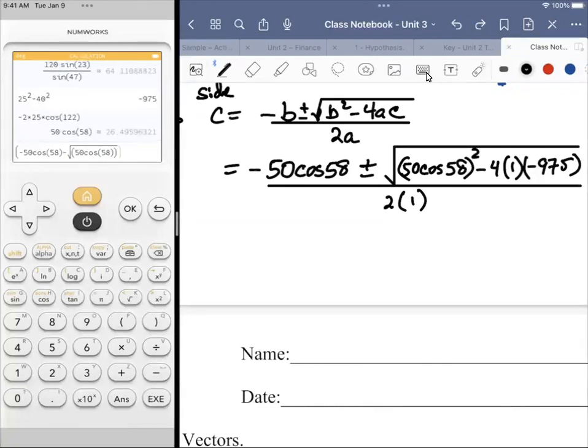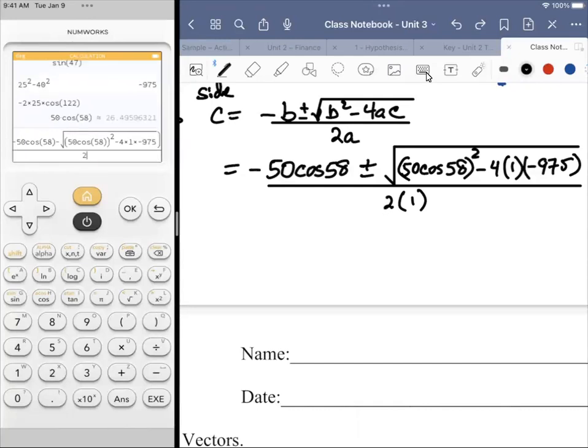They added one in there. We want the power of 2 right here. Minus 4 times 1. So you could ignore the 1. I'll put it in anyway, though. Times negative 975. Then I'm going to close up for the top, divided by 2. All right, 2 times 1. I'll write the times 1.